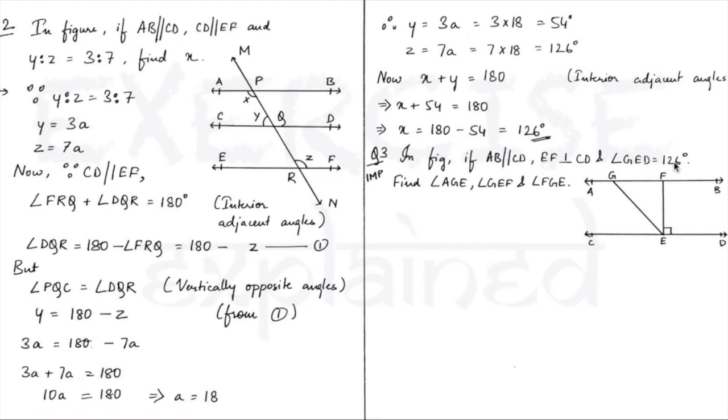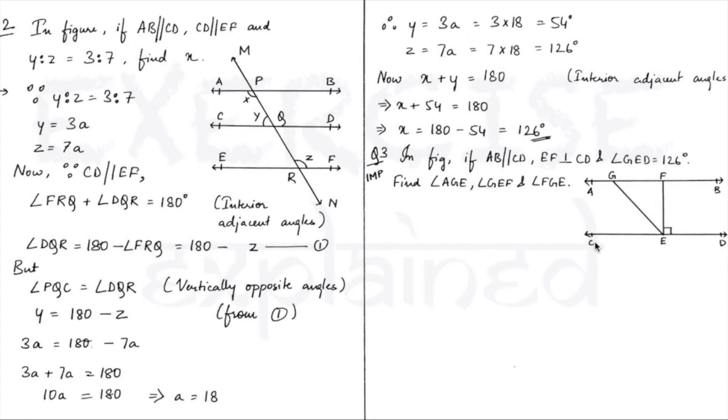GED is given over here as 126 degrees, that means this entire angle over here is 126 degrees. We need to find AGE, that means this big angle over here, and then we need to find GEF, that means this small angle here, and then we need to find FGE, this small angle here.